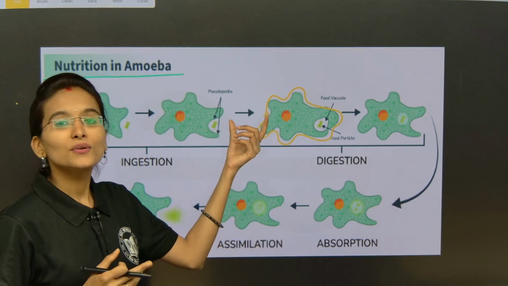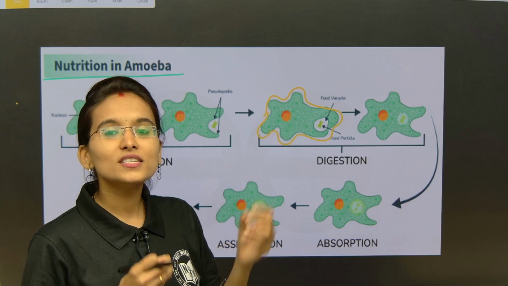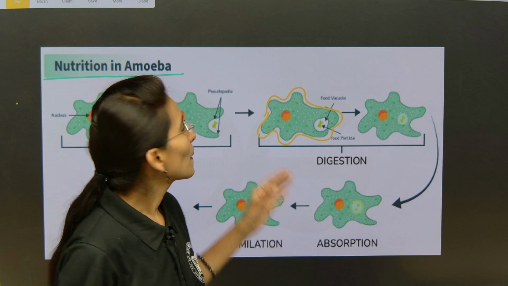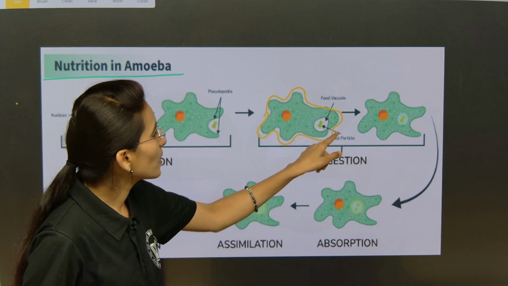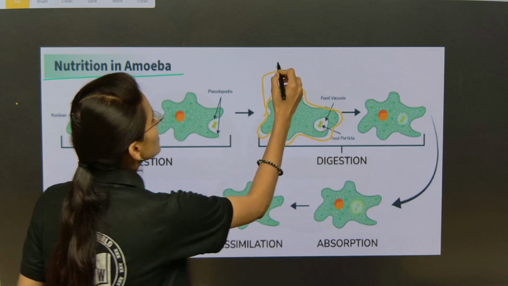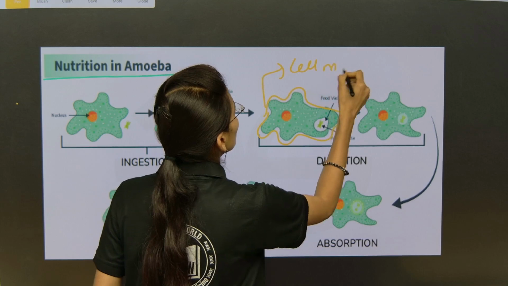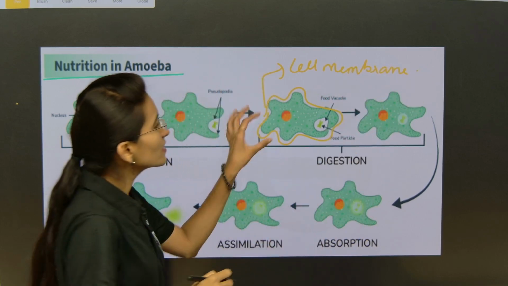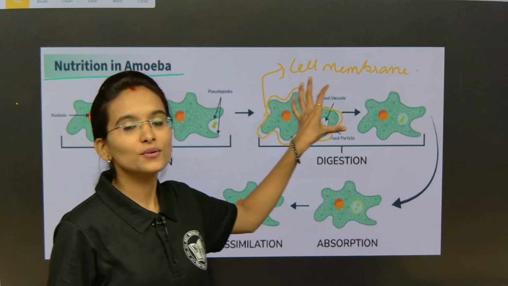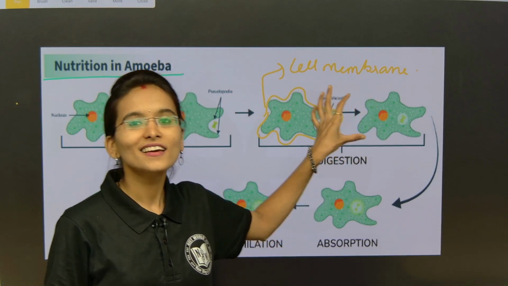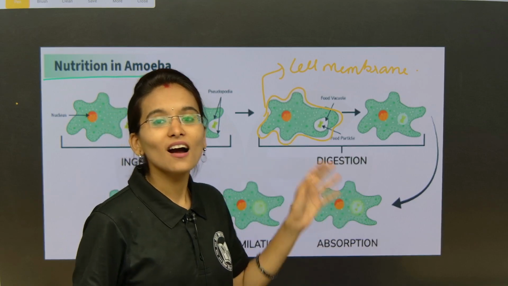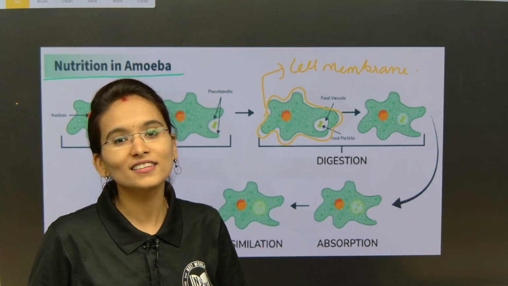Amoeba is a unicellular organism found in ponds, rivers, and lakes, and this organism is surrounded by what? It is surrounded by the cell membrane. And inside the amoeba we can find the nucleus, which controls all the cellular activities, my dear students. So now we are going to see how nutrition occurs in the amoeba.